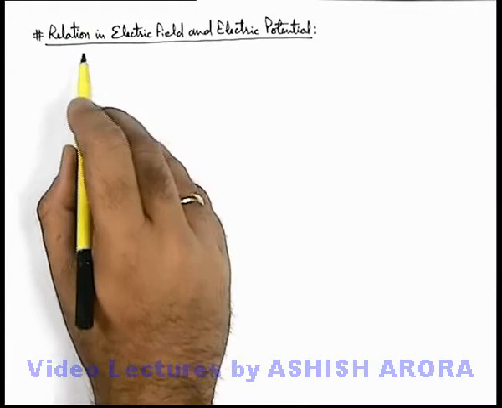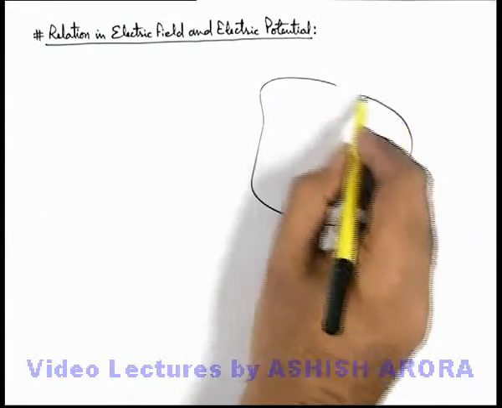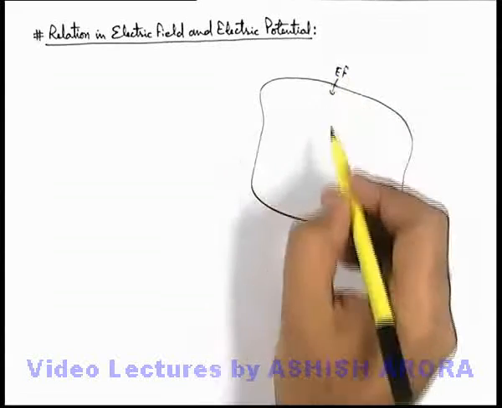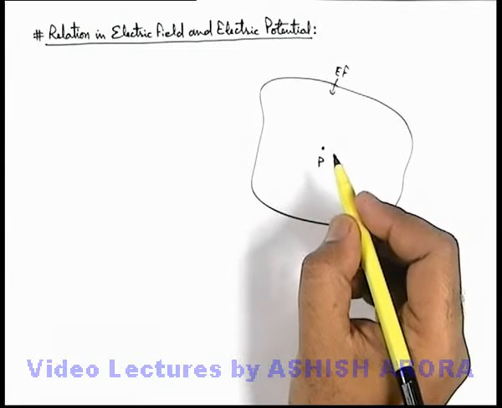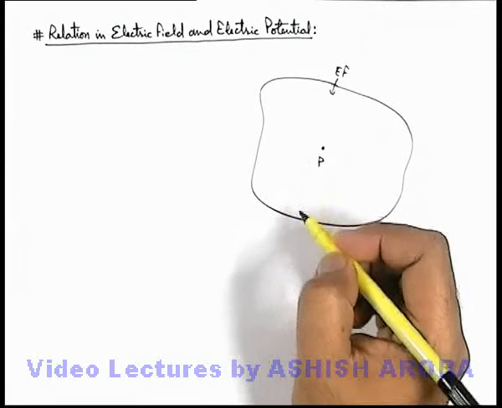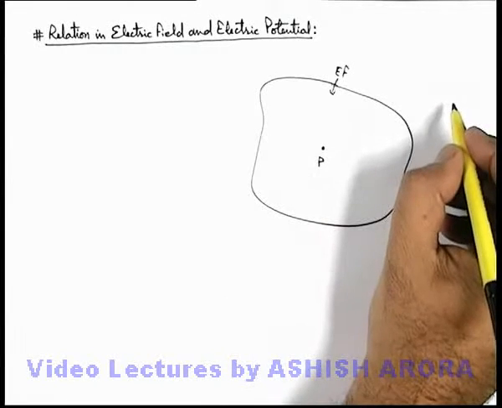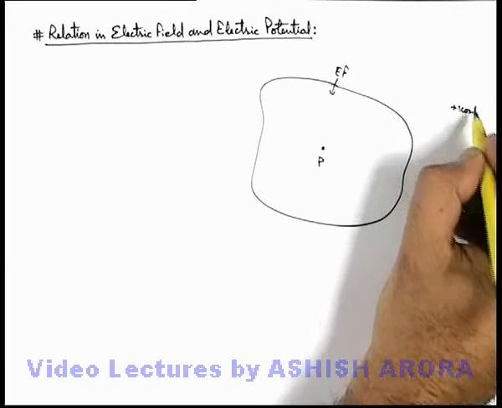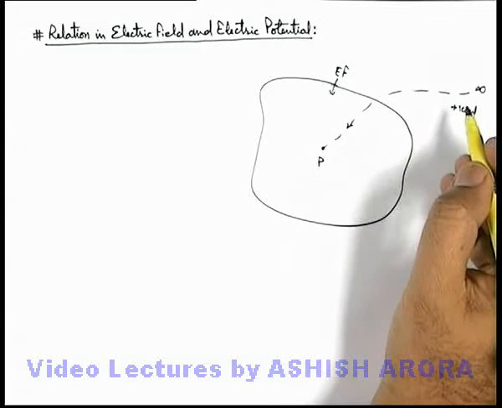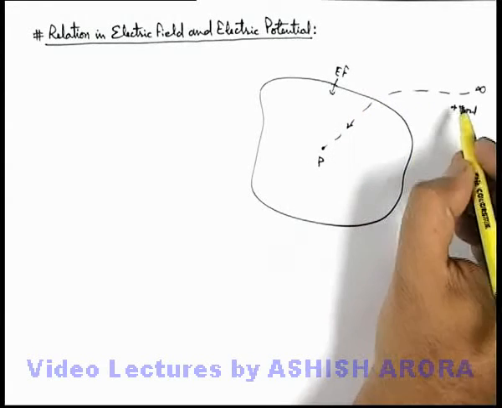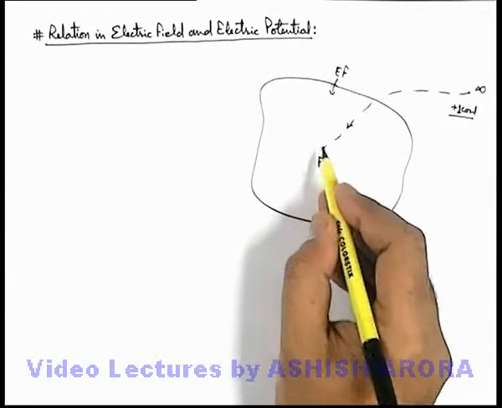Let us study the relation between electric field and electric potential. As we already discussed, if there is a region of electric field, electric potential is a characteristic property at every point of the electric field. Say I choose a point P in the electric field. There exists some electric potential at P, which is defined as the work done in bringing a unit positive charge, that is plus 1 coulomb charge, from infinity to this point P.